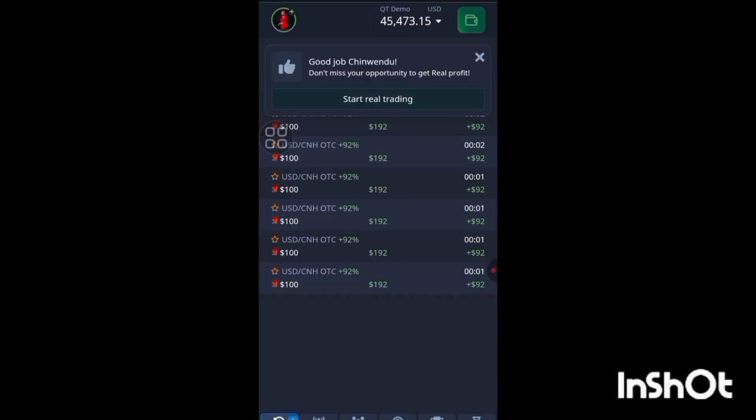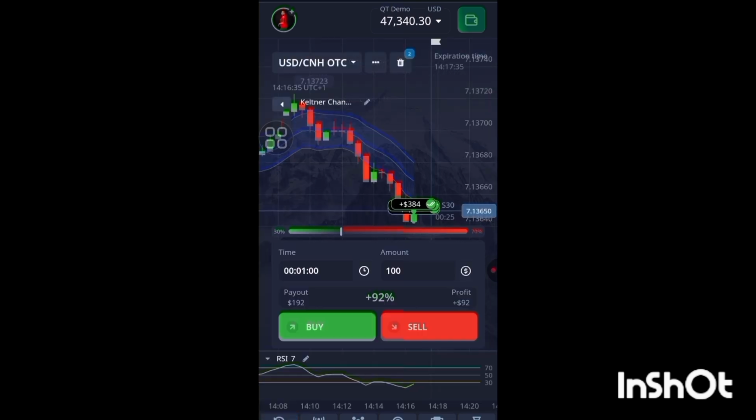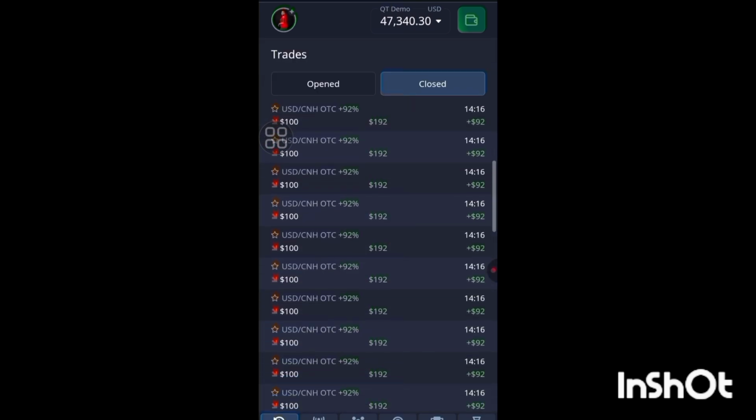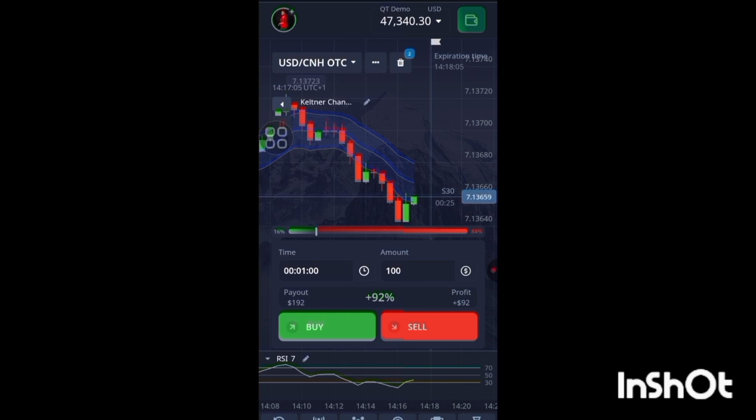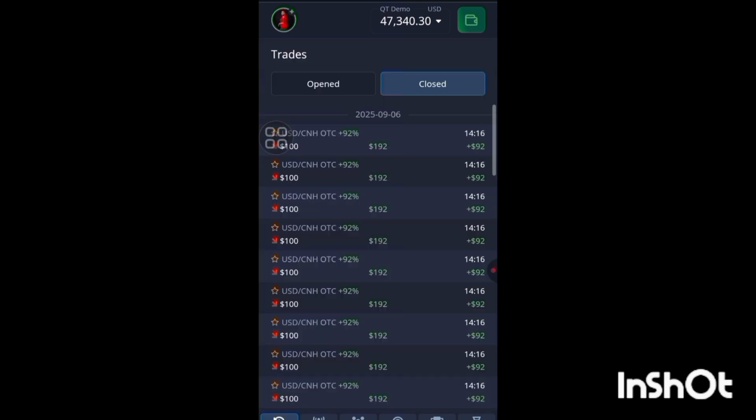Wow, wow, wow. You can see it's all profitable. Look at it. All of them were profitable. So after testing this RSI and Keltner channel strategy on Pocket Option with 1 minute trades, here are my results. I took more than 20 trades, but I will not advise a beginner to do that. You can take 1 or 2 trades. I took more than 20 trades, and about 30 were profitable because I took them all at once, while 5 were unprofitable and I got 2 cashbacks.